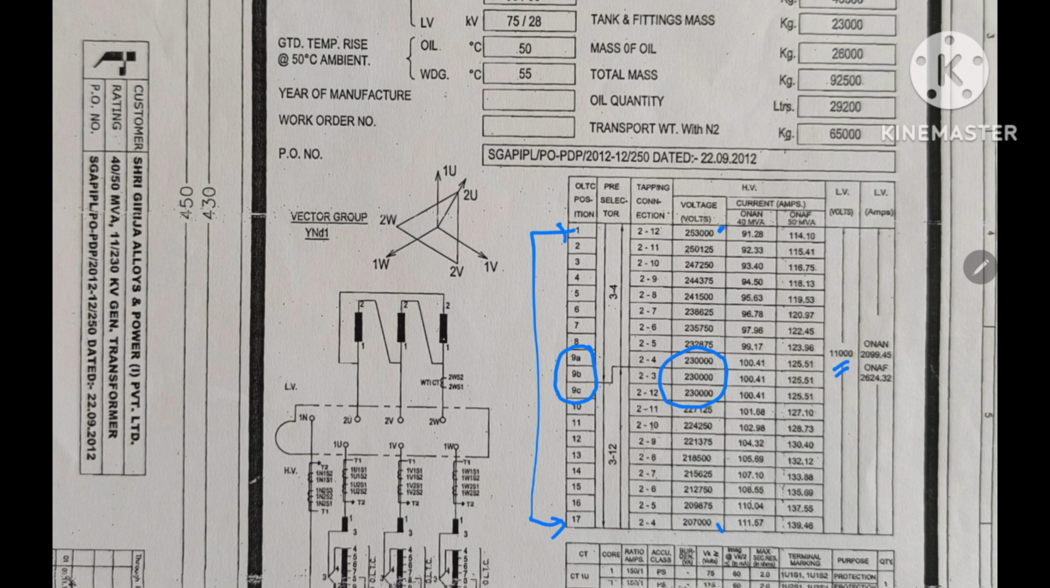So when the primary voltage is rising, we are reducing the tap to maintain the secondary voltage at 11 kV. Whenever the primary voltage is reducing, then we are increasing the tap from 9 to 10, 11, 12, 13, 15, 17, so that the secondary voltage is maintained constant.